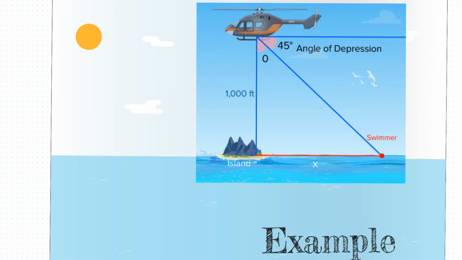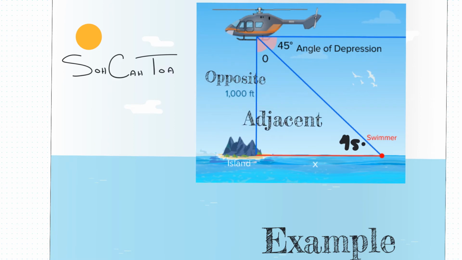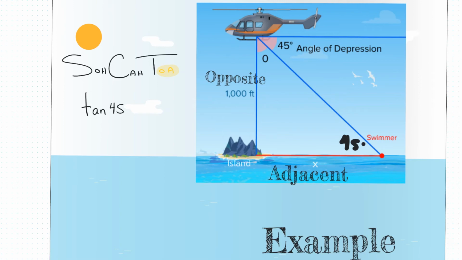So the angle of depression and the angle of elevation in this case are going to be the same, because if you see, we've got parallel lines and those are going to be alternate interior. So they're going to be the same measure. So the angle I'm using is 45. I've got the opposite side and I'm using the adjacent side. So I'm looking at O and A. O and A, I'm going to use the tangent ratio. So I'm going to set this up. Tangent of 45 equals opposite divided by adjacent.